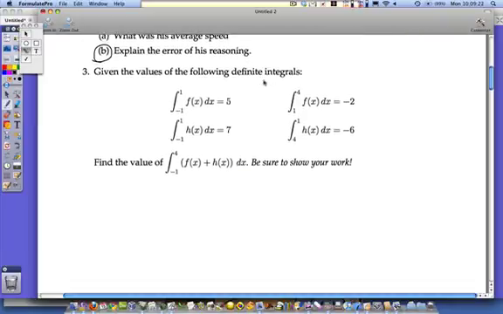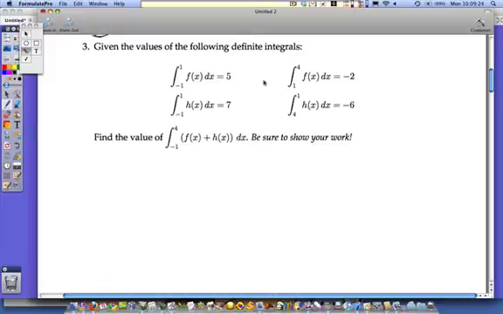Okay, problem 3. We're given the following definite integrals, and we want to find the integral from -1 to 4. If you notice, here's the set for f, here's the set for h. The first one for both of them goes from -1 to 1. The second one goes from 1 to 4, but this one goes from 4 to 1. What we'd really like to do is go from -1 all the way to 4. We can do it with this one very easily.